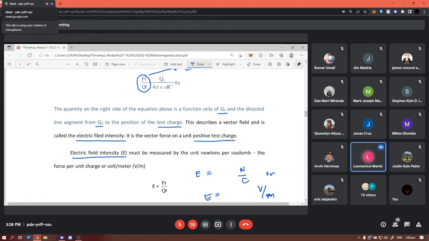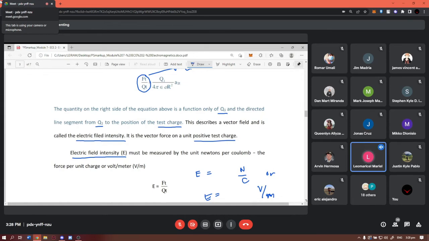Kaya pagka nagsukat tayo ng signal, for example sa communication, hindi natin siya in-express in newton per coulomb, but rather we express it using volts per meter. Anong ibig sabihin ng volts per meter? Habang lumalayo ka kasi sa source ng signal, per meter, humihina yung signal mo. Kaya the measurement will be per unit distance. Okay, but the newton per coulomb will be synonymously the same as the volts per meter as a unit of electric field intensity. Okay, so magkamukha lang yon.